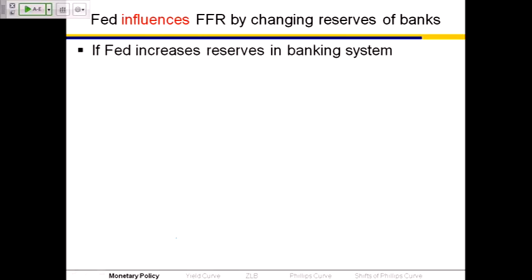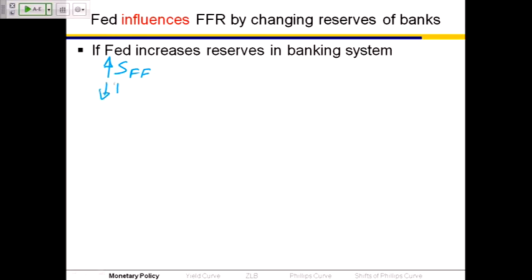If the Fed increases the amount of reserves in the banking system, well, that's going to mean that there's going to be an increase in the supply of federal funds because there'll be more banks that have excess reserves. So if there's more reserves in the banking system, then there are more excess reserves. Banks that had excess reserves now have even more excess reserves. Banks that didn't have excess reserves now have excess reserves. And so an increase in the amount of reserves in the banking system means there's going to be an increase in the number of banks that want to lend in this federal funds market.